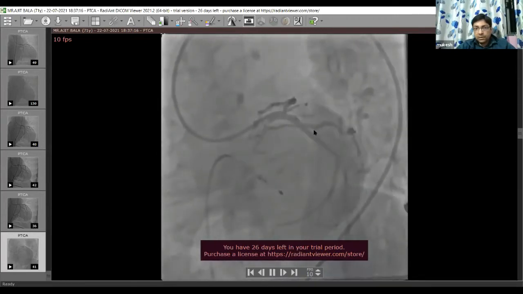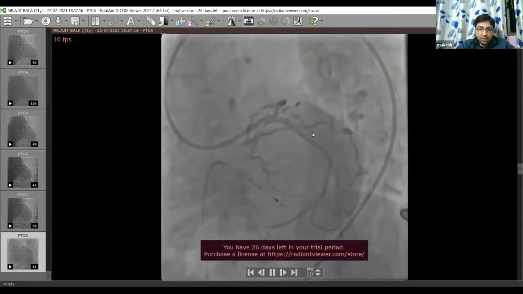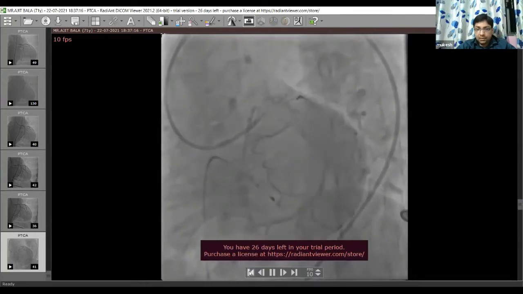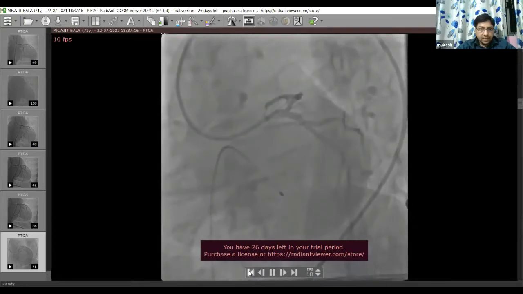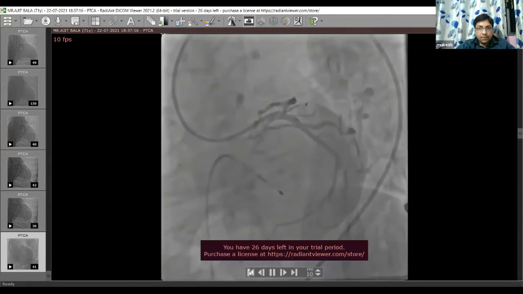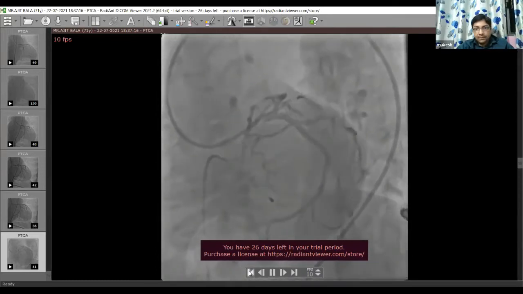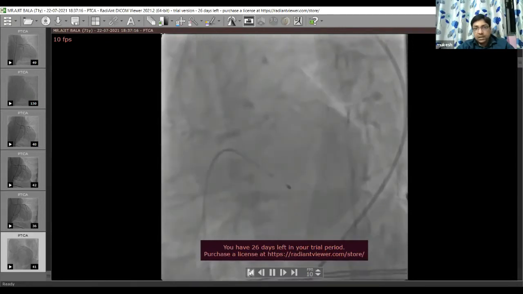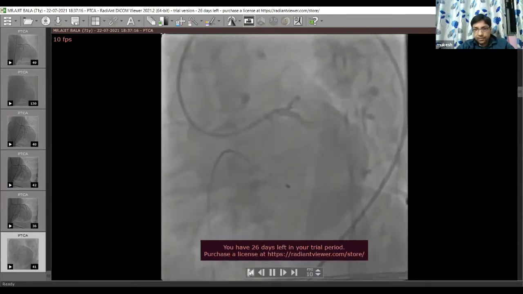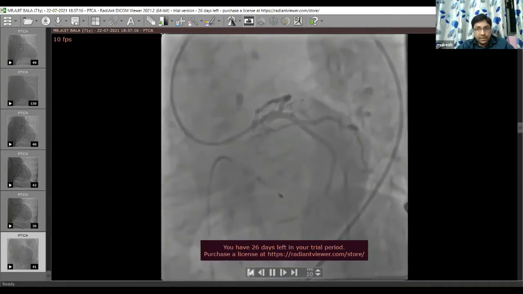So this is my case of bifurcation stenting. I think there is some problem in this. First of all, there may be a problem in wiring the side branch when recrossing the wire after main branch stenting. There is a possibility that the wire may go through the strut and not into the main lumen. So this may be one possibility.